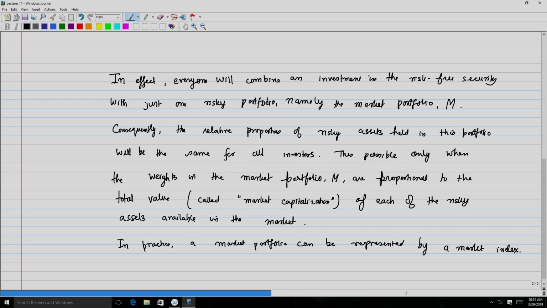So, what this means is the following: if you decide to follow the capital market line and you want to make an investment in a risk free and a risky asset, then all you need to do is, for the risky component, invest in the market portfolio, which in practice would be equivalent to investing in just a market index like say Sensex or Nifty.